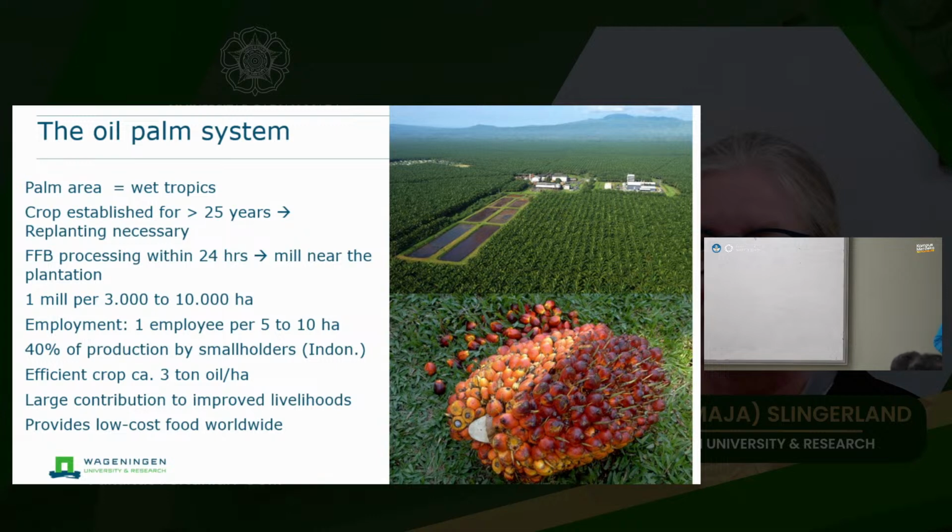And it provides a low-cost food for the world, because it provides cooking oil, which is already very important, but it also is in many, many products. If you go to the supermarket, I think more than 50% contains palm oil, but you don't see it, but it's there. In cookies, in ice cream, in lipstick, in cosmetics, in shampoo, it's everywhere. So people don't know, but it is there.